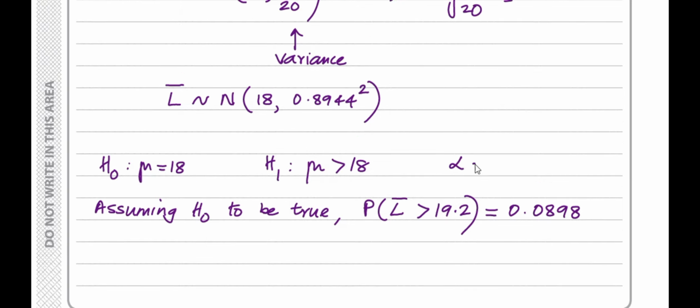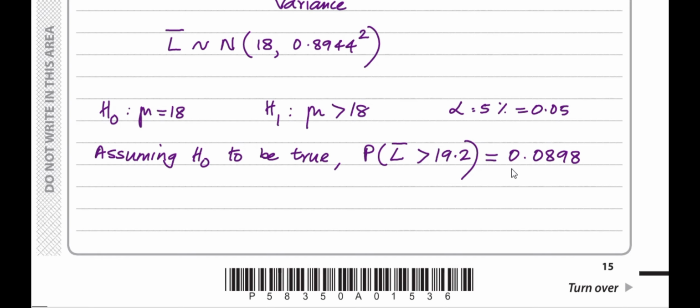We have been given alpha is equal to 5%. That is equal to 0.05 because it's a one-tailed test. We will now compare the calculated probability with the level of significance. I would recommend you to make a clear presentation like this. Put a rectangle and put the level of significance here 0.05 and put the observed value probability as 0.0898 and determine which one is greater. 0.0898 is obviously greater than this, so put this inequality here.